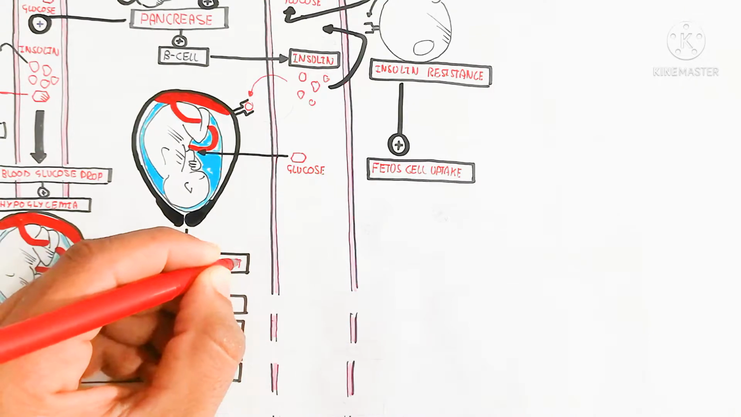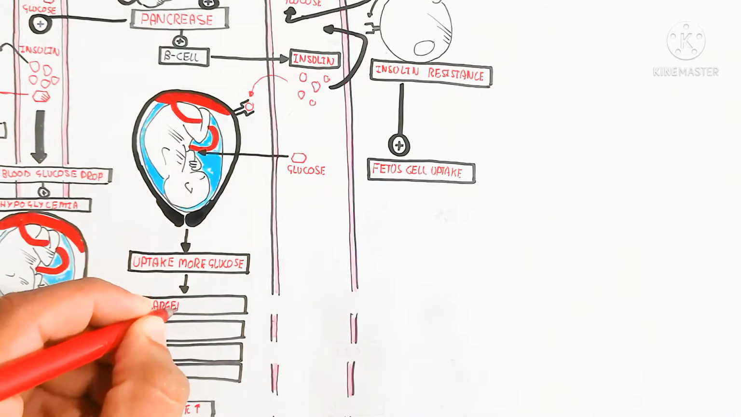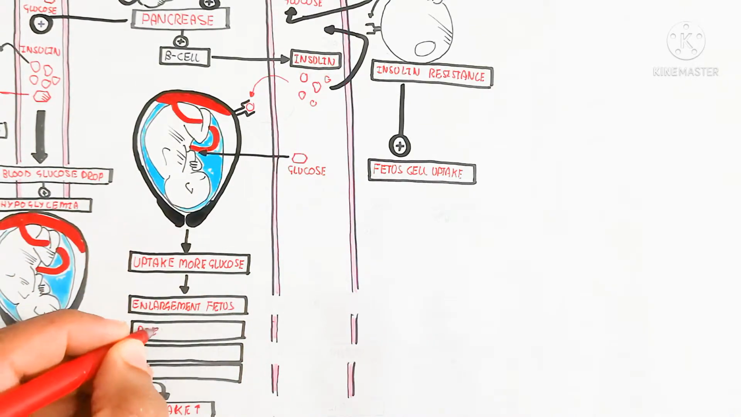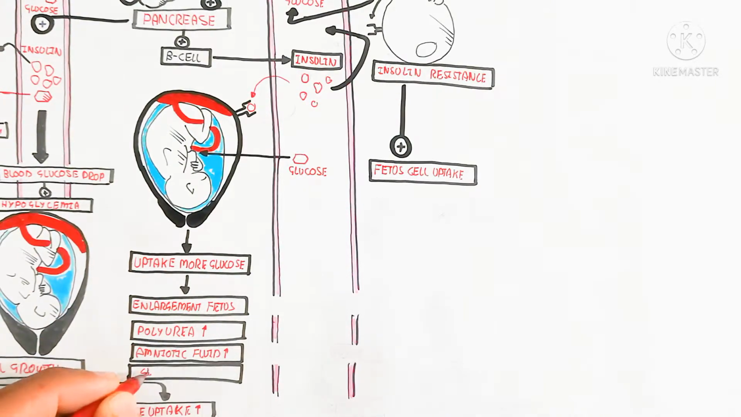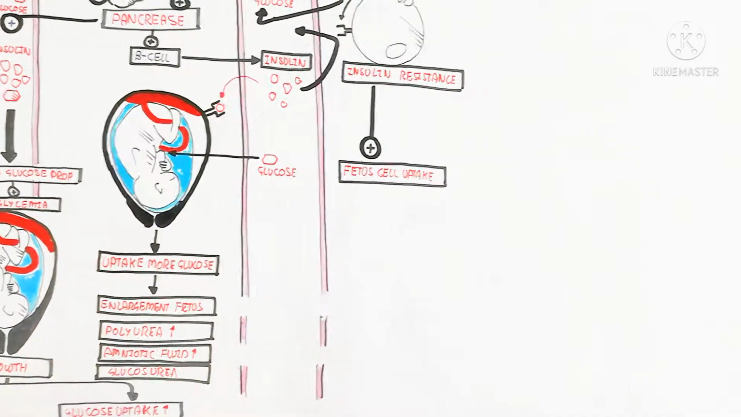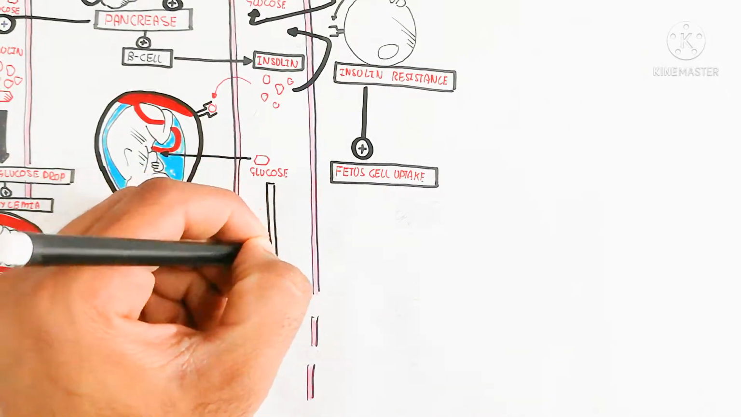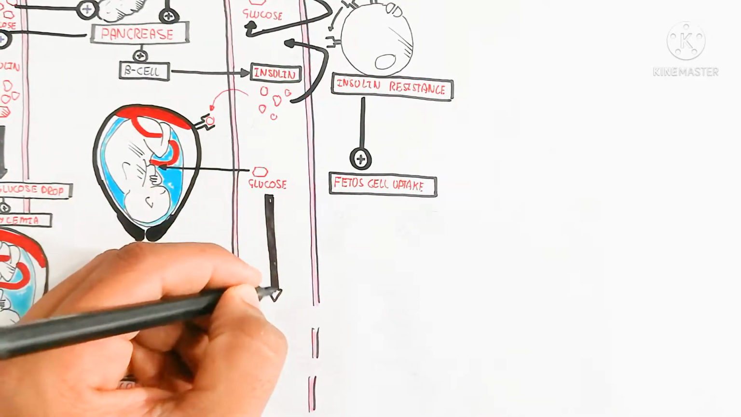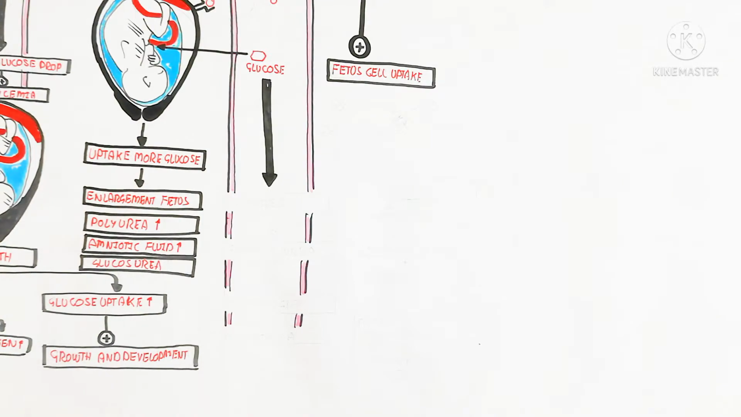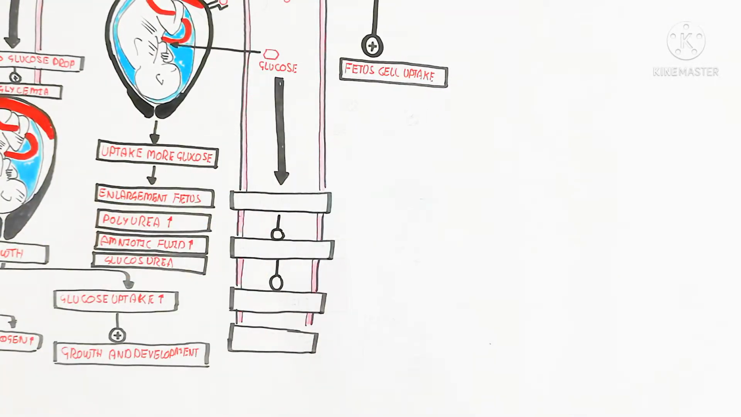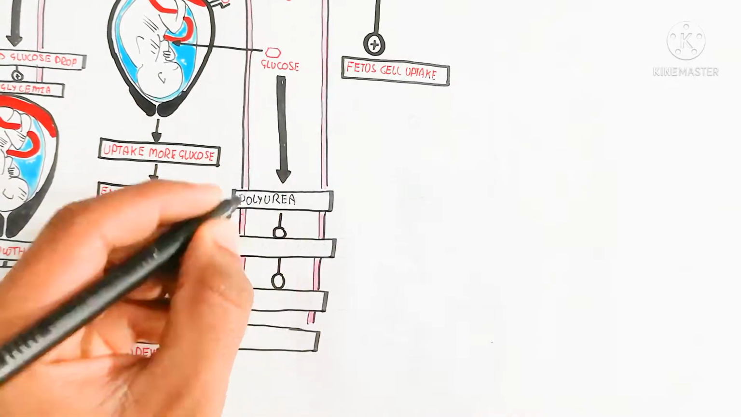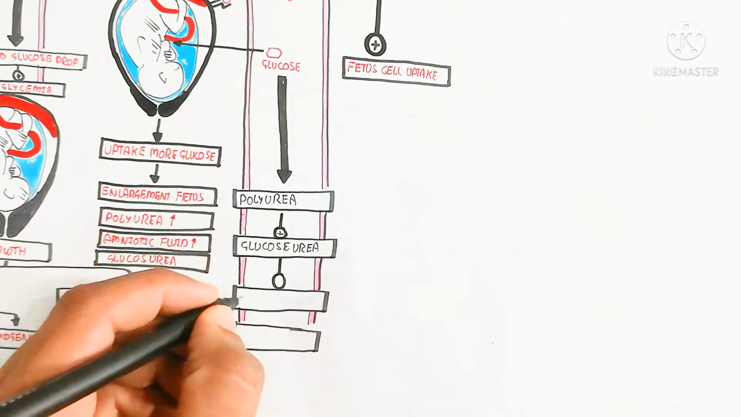With more glucose uptake, fetal enlargement occurs, polyuria will occur, and amniotic fluid increases due to the polyuria, and glucosuria will be increased. So more glucose will be excreted from the urinary system of the fetus. Inside, the female also has a polyuria situation, and glucosuria will also occur.